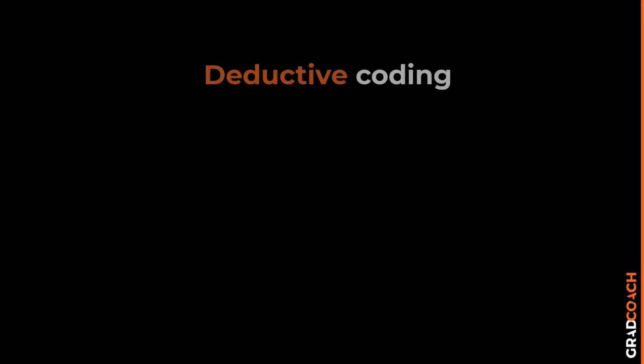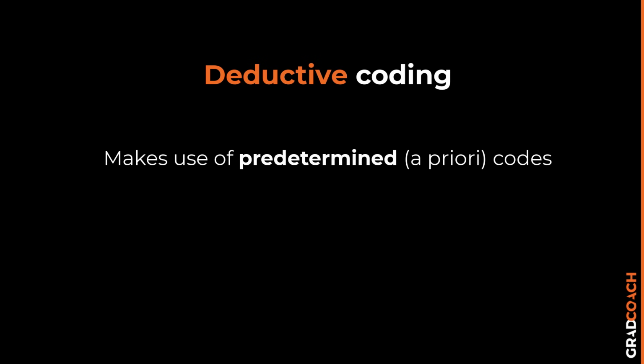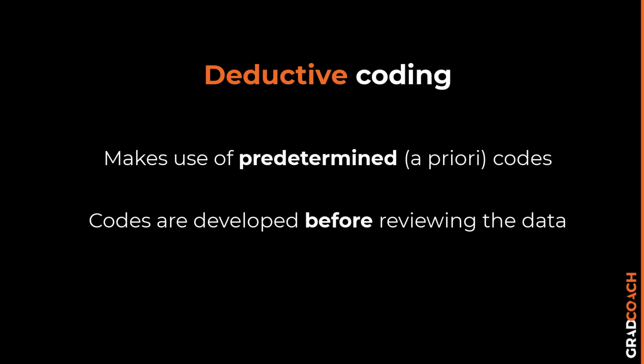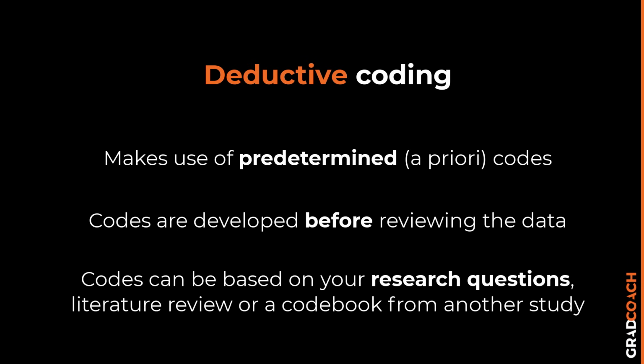Let's take a closer look at both of these approaches. With deductive coding, you'll make use of predetermined codes, also called a priori codes, which are developed before you interact with the present data. This usually involves drawing up a set of codes based on a research question or previous research from your literature review. You could also use an existing code set from the codebook of a previous study.